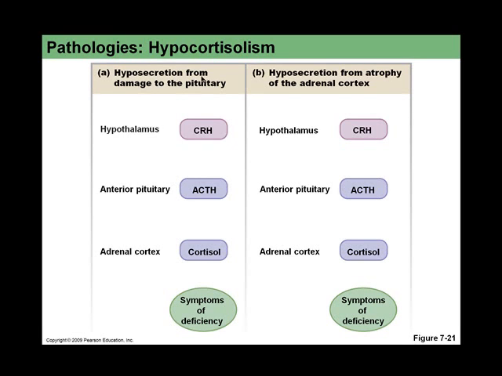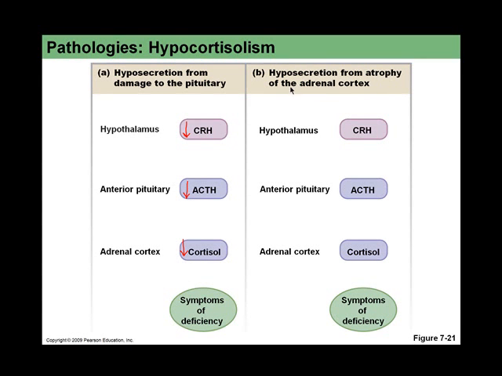So we're talking about a hyposecretion from damage to the pituitary. So the CRH is going to be down, right? And what about ACTH? It's not going to have its trophic stimulus, so ACTH is going to be down. If ACTH is down, then cortisol is down. So then there would be the symptoms of deficiency.